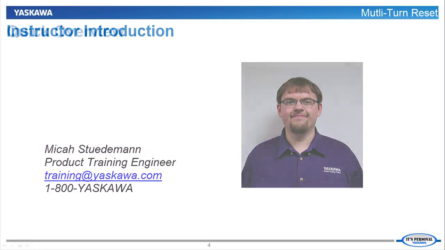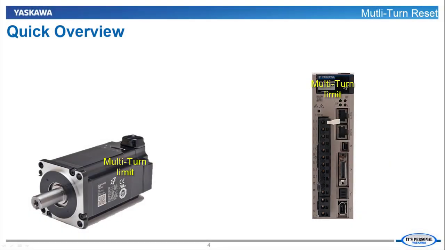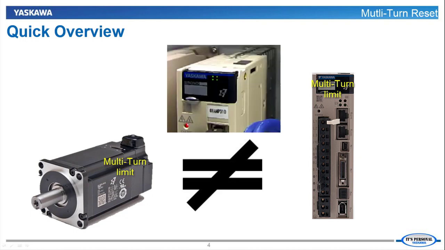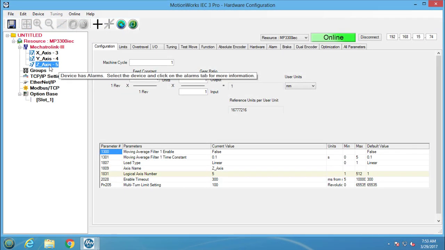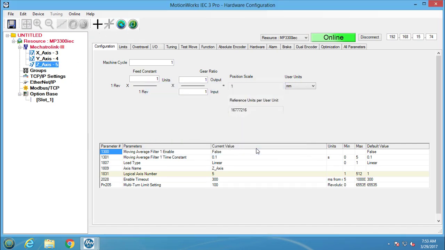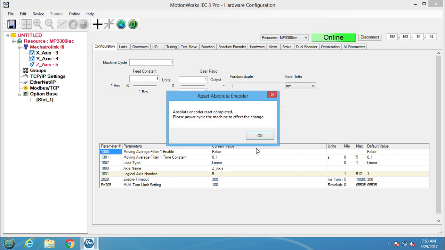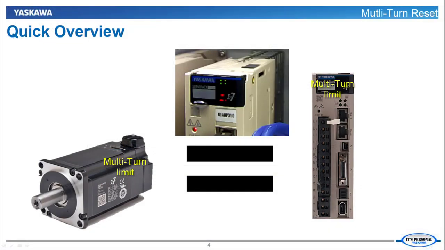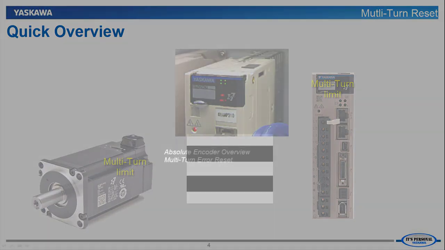Here's a quick preview. If the multi-turn limit value is not the same on both the amplifier and the encoder, the alarm A.CCO is produced. In hardware configuration, simply use the Reset Absolute Encoder button to send the multi-turn limit value to the motor, and then reboot the system. The values now match and the alarm is cleared.